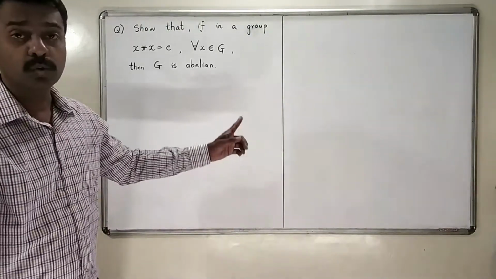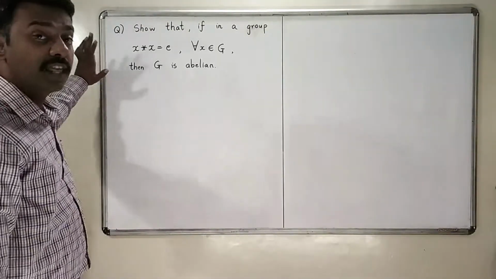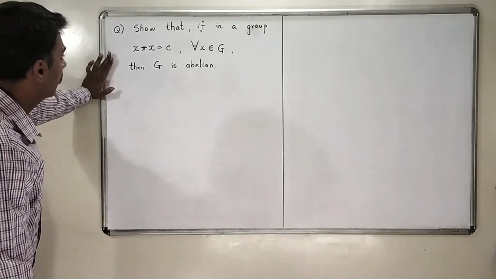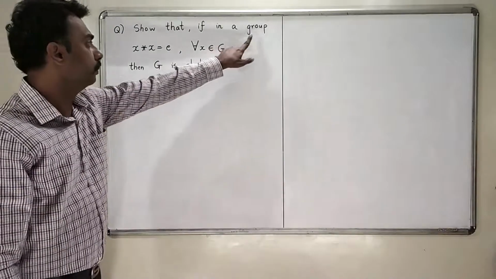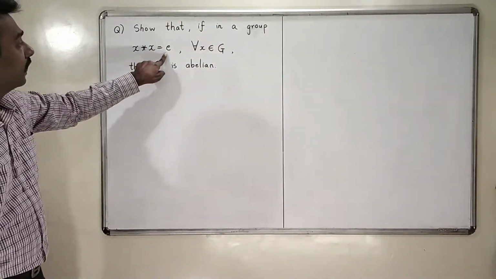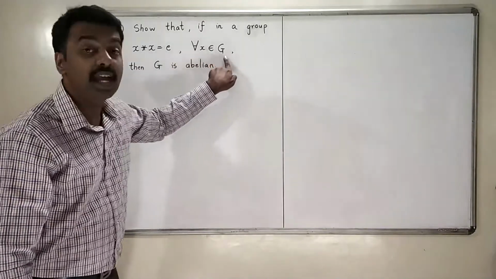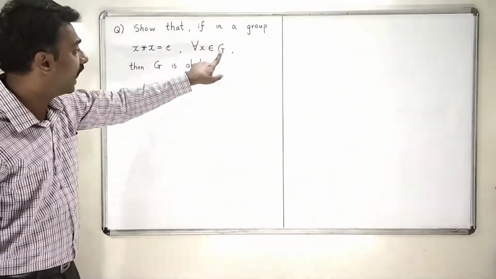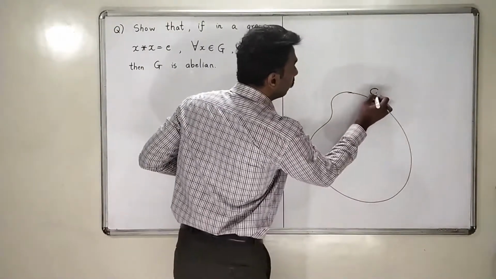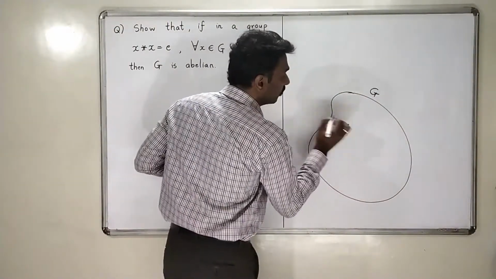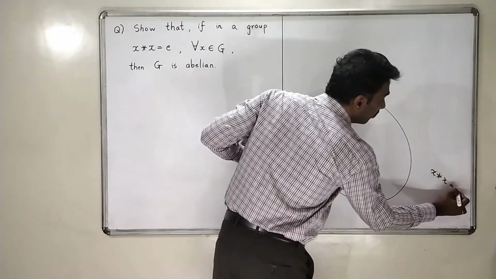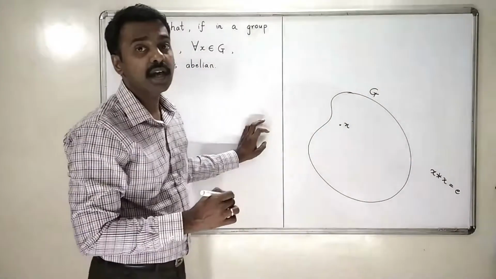Okay, so let us go to the next problem now. This is a very important problem of this section. This problem says that I have a group in which x star x is equal to identity for all x. What is the meaning of this? That I have a group in which if I take any element, that element star with the same element is always going to give me identity.